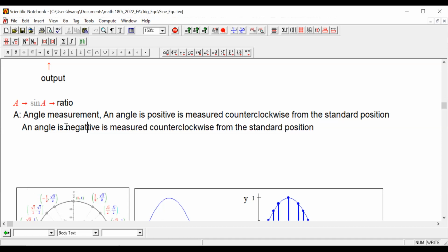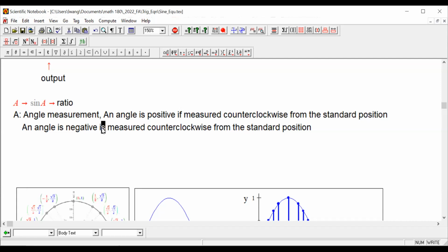And an angle is negative if measured clockwise, not counterclockwise, from the same position. We're rather familiar with this angle measurement. So the input for all of our functions, sine, cosine, tangent, cotangent, cosecant, secant, is measured in this way.